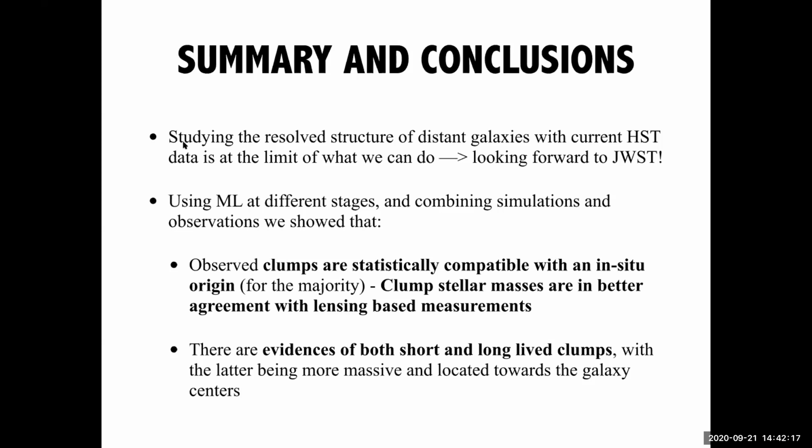We alleviate the tension with lensing by showing that, in fact, the masses could be compatible once we correct for observational biases. We also find some evidence that we have, in the observations, both short- and long-lived clumps. This opens the possibility of using these as a test for feedback models. And I think I will stop here. Thank you very much.